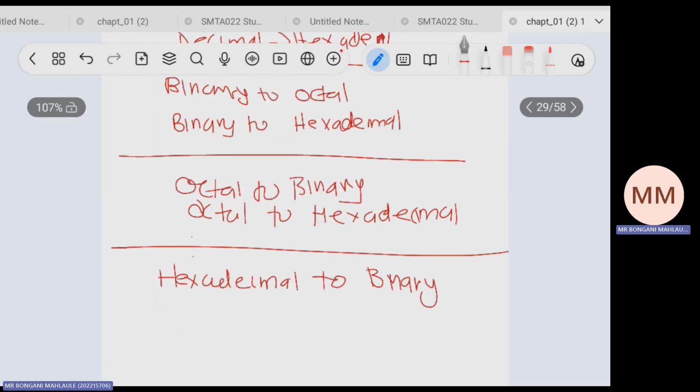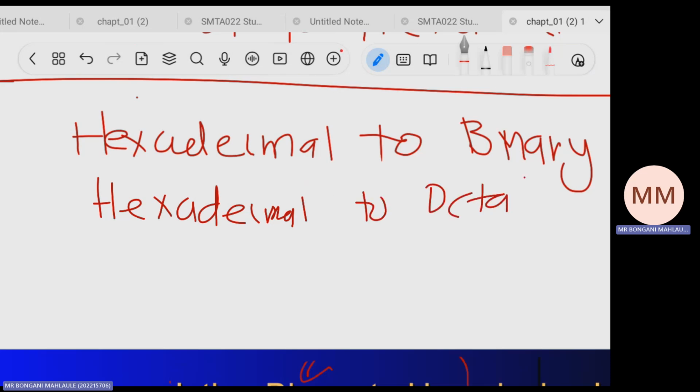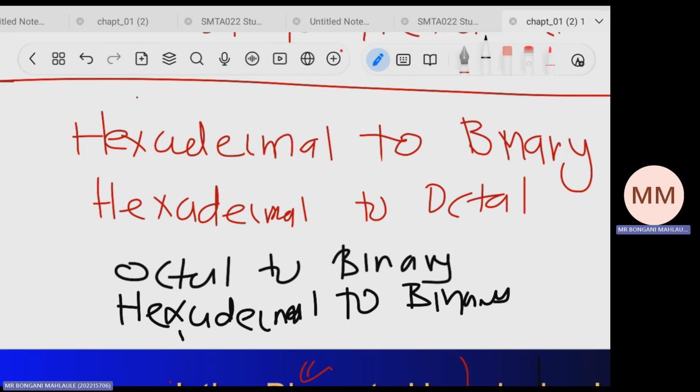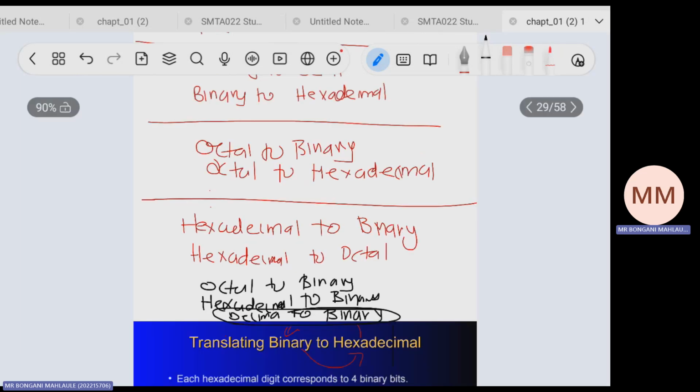So you see that we have a lot of things to do. And then we can also convert from hexadecimal to octal. We can also convert from octal to binary. We can also convert from hexadecimal to binary, and we can convert from decimal to binary. This one, they usually like asking it as well. So let's do some examples here.